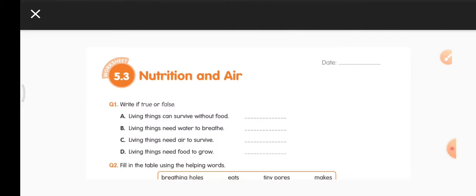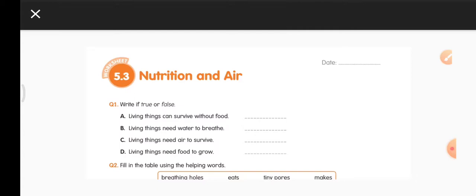B. Read the sentence B. Living things need water to breathe. Are we breathing water or are we breathing air? Okay, air. No, we all breathe air. All living things need air to breathe. So breathing water is false. Okay, we don't need water, right? So B1 is false.